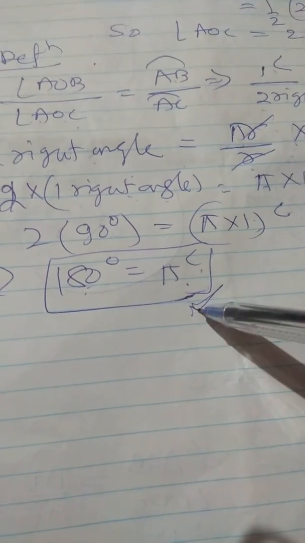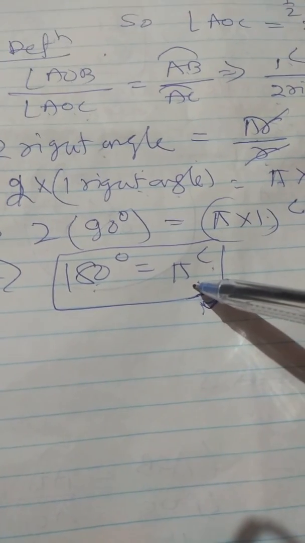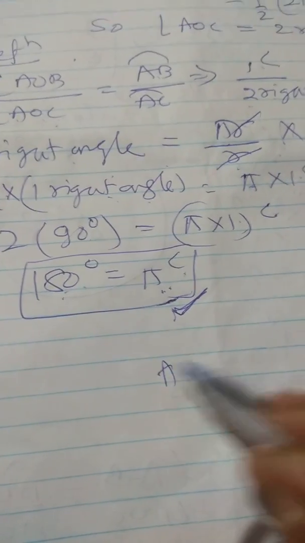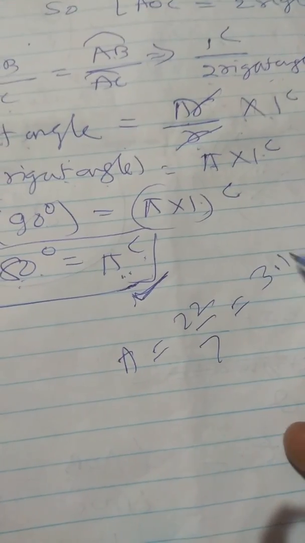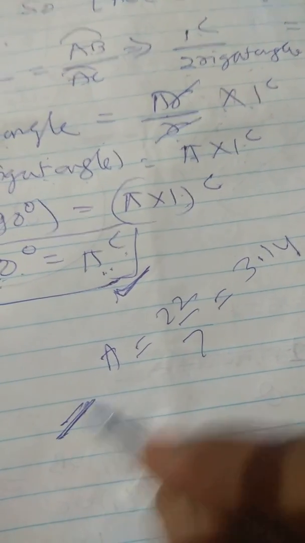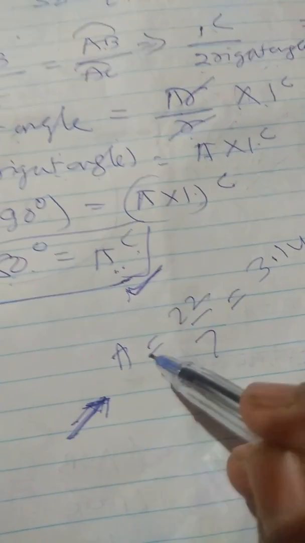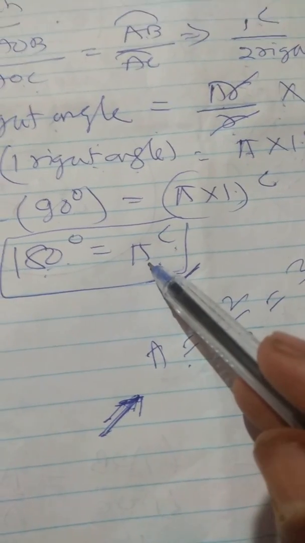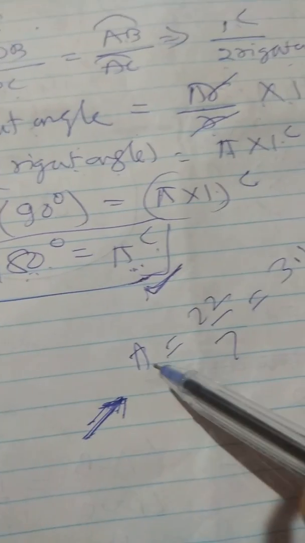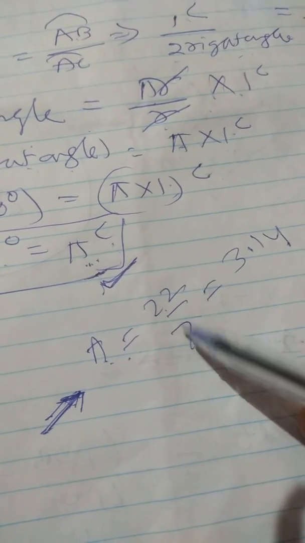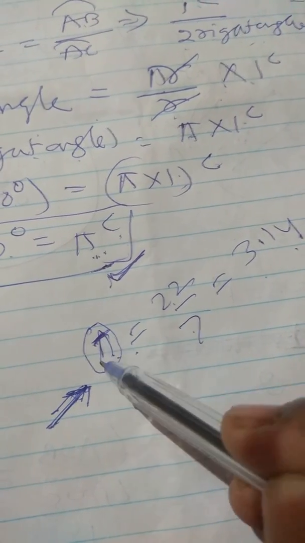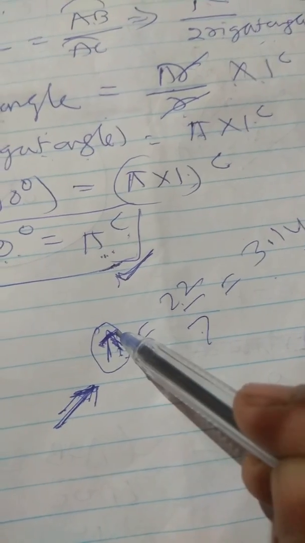That is an important result. In trigonometry, we get the result that pi radian is 180 degrees. And in mensuration, we know that the value of pi is 22 by 7, or 3.14. That kind of constant is known as an arbitrary constant because its meaning can change between chapters. In trigonometry pi is 180 degrees, but in mensuration the value of pi is 22 by 7, 3.14.